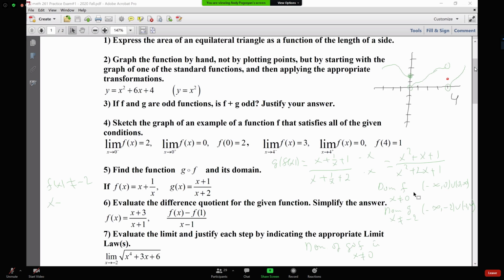So it's x plus 1 over x cannot be negative 2. x squared plus 1 cannot be negative 2x. So this is x plus 1 squared, cannot be 0. So x cannot be negative 1. So it's negative infinity to negative 1, union negative 1 to 0, union 0 to infinity. That's 5.